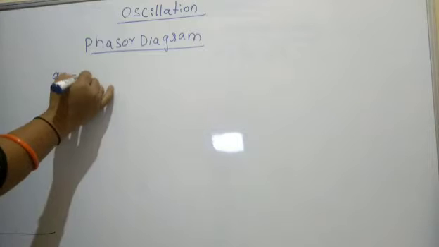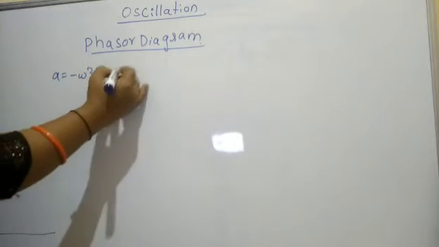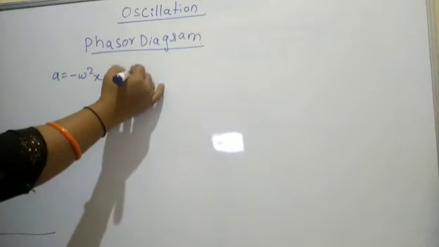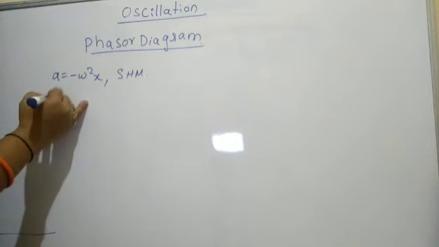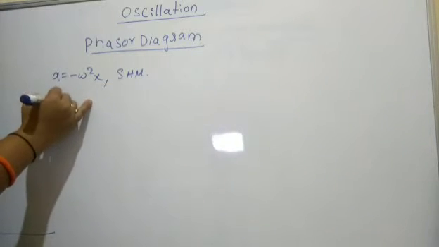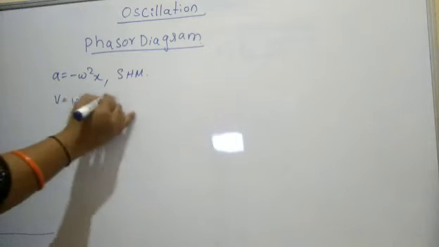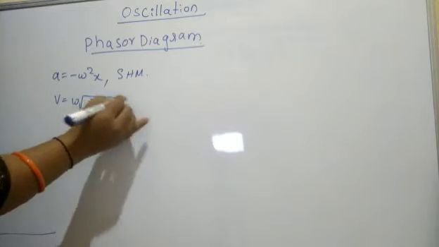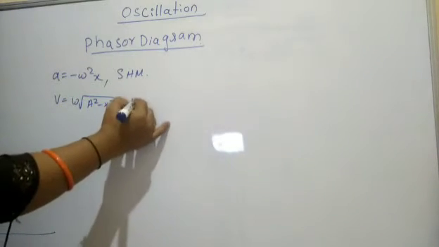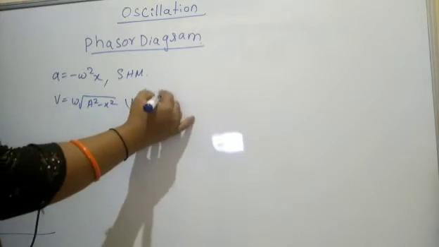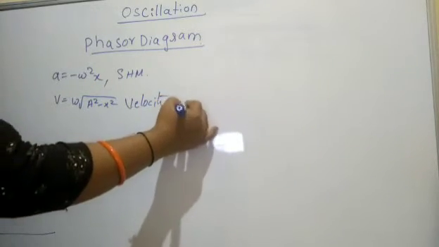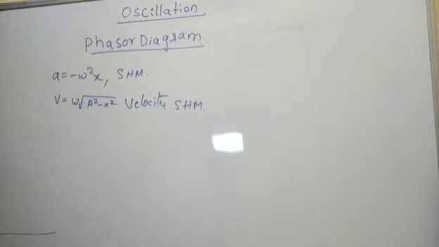acceleration, that is minus omega square x, of a particle executing simple harmonic motion. And we have also already discussed the velocity, that is omega times root of a square minus x square, of a particle in simple harmonic motion.